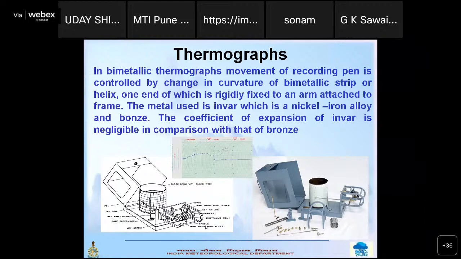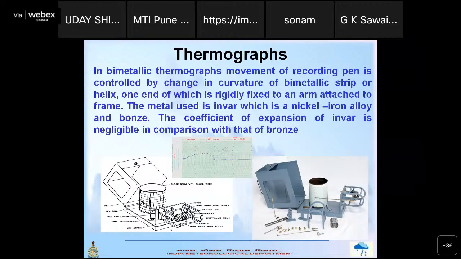But how is it recorded? It is recorded because of the sensing element. This sensing element has a bimetallic strip, made of two different metals having different coefficients of thermal expansion. These two metals are invar and bronze. Invar consists of nickel and iron. The strip has a helical shape. One end of the helical strip is fixed, and the other end is free, attached to a mechanical assembly. The characteristic of this strip is that whenever the temperature increases, it changes the shape of that helical spring.